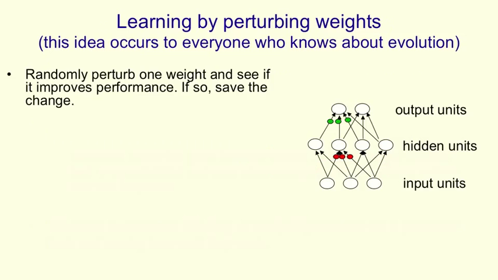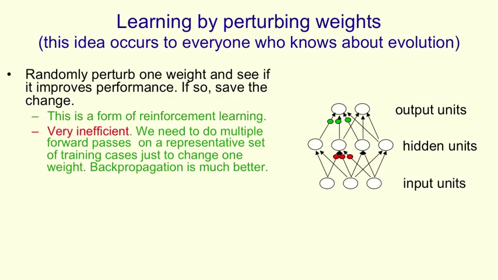So the thing that occurs to everybody who knows about evolution is to learn by perturbing the weights. You randomly perturb one weight, so that's meant to be like a mutation, and you see if it improves performance. And if it improves the performance of the net, you save that change in the weight. You can think of this as a form of reinforcement learning. Your action consists of making a small change, and then you check whether that pays off, and if it does, you decide to perform that action.